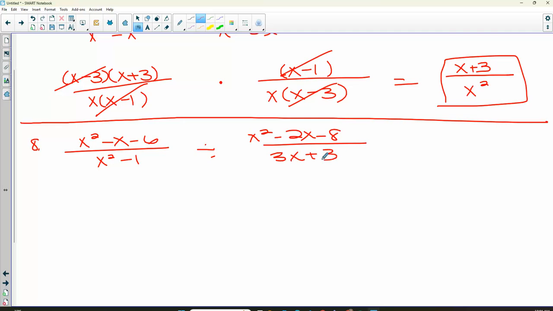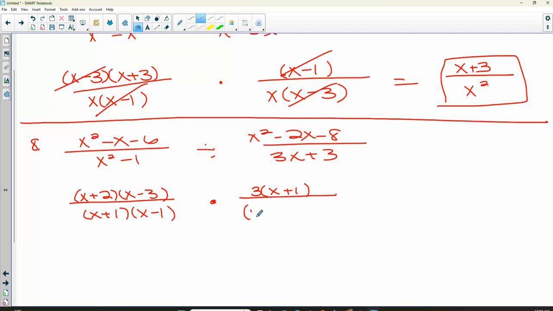Dividing is very similar, except if you want to divide fractions, what do you have to do? You have to multiply by the reciprocal, so we flip the second one. Let's go ahead and factor. X squared minus x minus 6 would factor into x plus 2, x minus 3. X squared minus 1, difference of squares, x plus 1, x minus 1. Can I go ahead and flip as I'm factoring here? Okay, so the 3x plus 3 would be on the top. We could take out a 3.